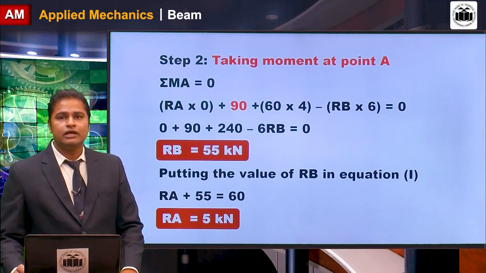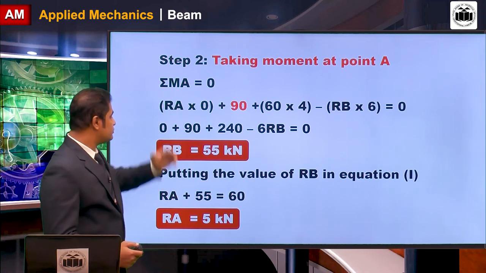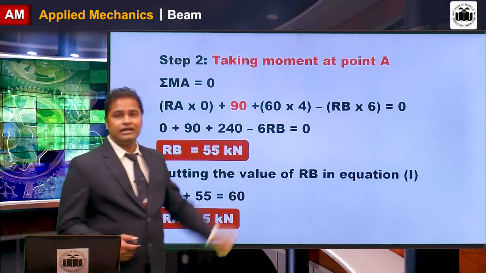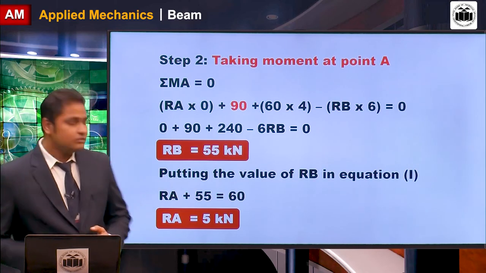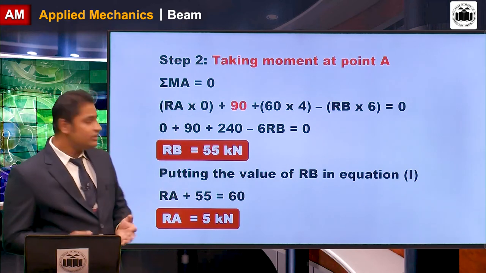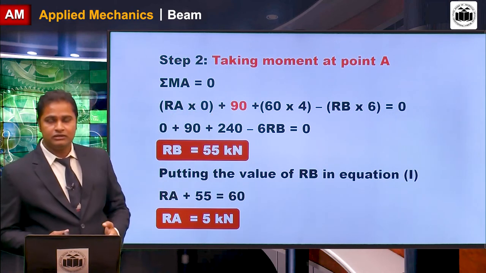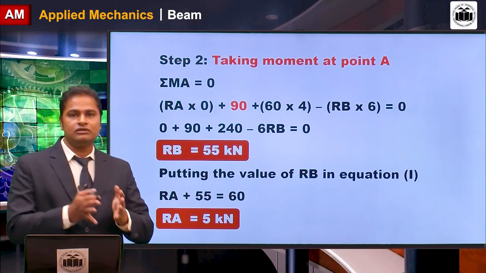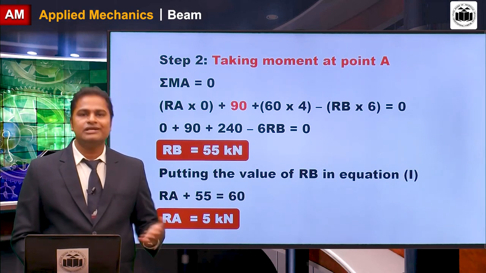Step 2, taking moment at point A. Summation MA is equal to 0. Here you have to take the 90. Take 90 as positive because it's a clockwise moment. That's why the mistaken point is maximum here. You don't multiply the moment with distances. It is already a moment, so you take it directly as positive or negative. Positive when it's clockwise, negative when it's anticlockwise.